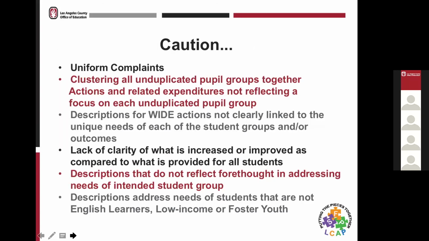And moving to the last slide, a few cautions to remind you of. Here in this section, the state has received multiple uniform complaints. Much of it has to do with actions not being clear or clustering all unduplicated pupils together, as Bonnie discussed at the beginning of the presentations, and actions and related expenditures not reflecting a focus on each of the unduplicated pupil groups, or descriptions for wide actions not clearly linked to the unique needs, conditions, and circumstances of the student groups, or not including a connection to the outcome the LEA expects from implementing the action. And so with that, we provide these cautions for you.